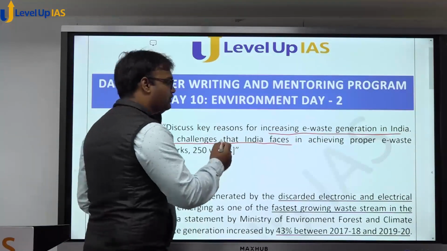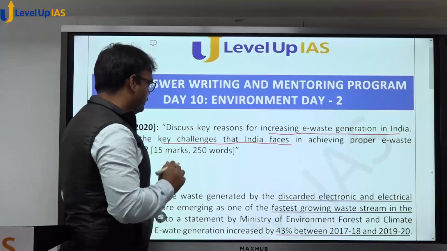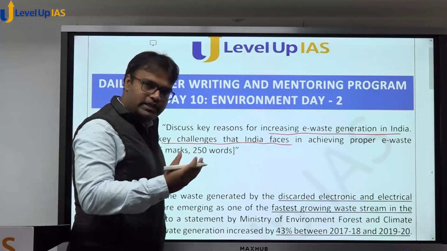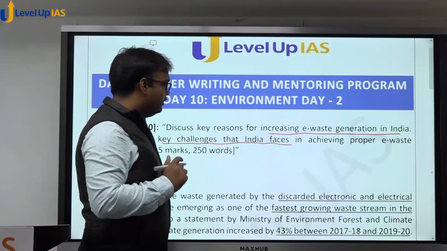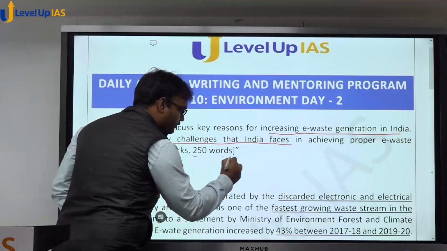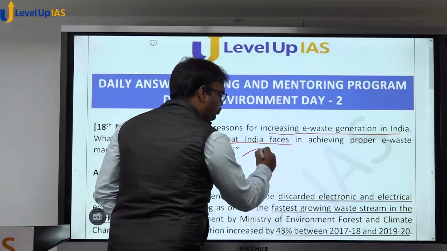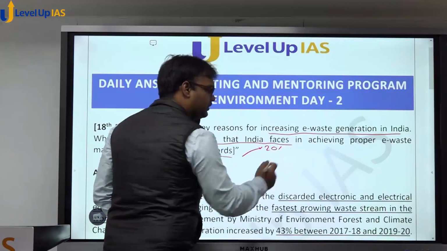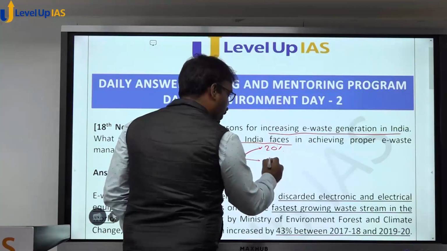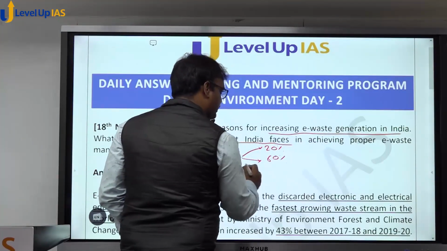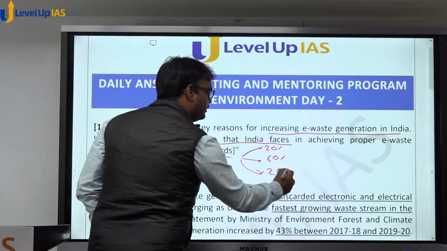So, the first part of your answer should be why e-waste generation is going up. The second part of your answer should be what are the key challenges, and then in the way forward, how do you deal with these challenges. Since it's a 250 word answer, as I've told you in the past, follow this general rule that the intro should be around 20% of your answer. That is, it should not be more than 50 words. The core body should be 60% of your answer, and the way forward and conclusion should be another 20% of your answer.